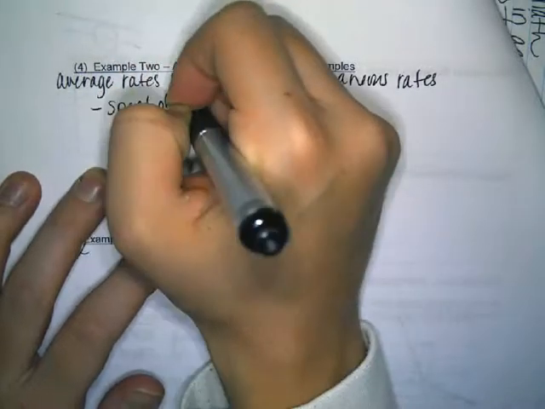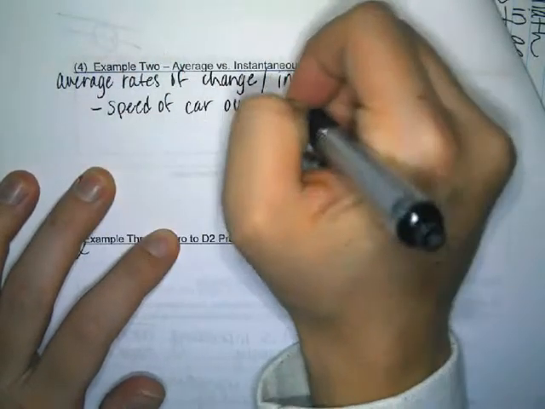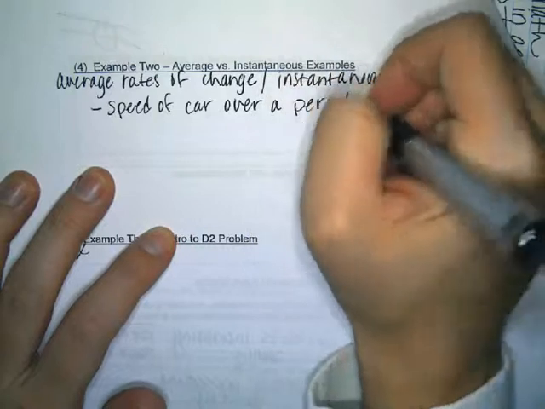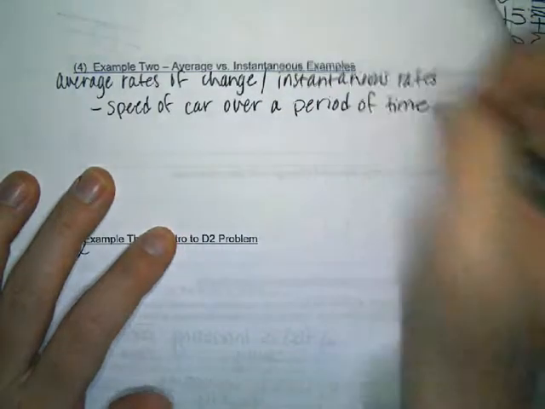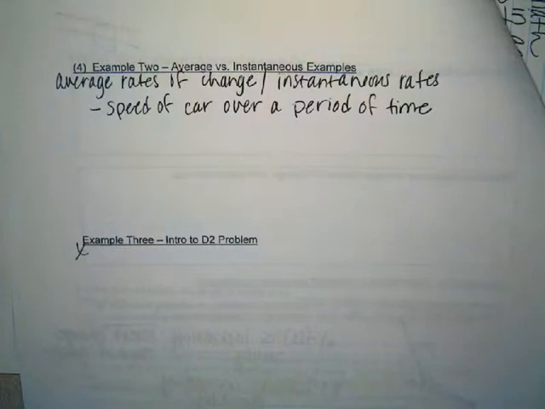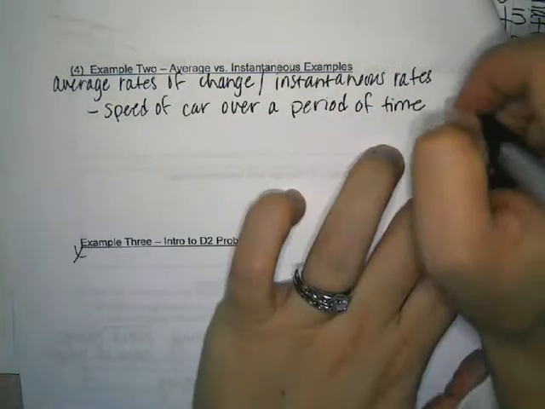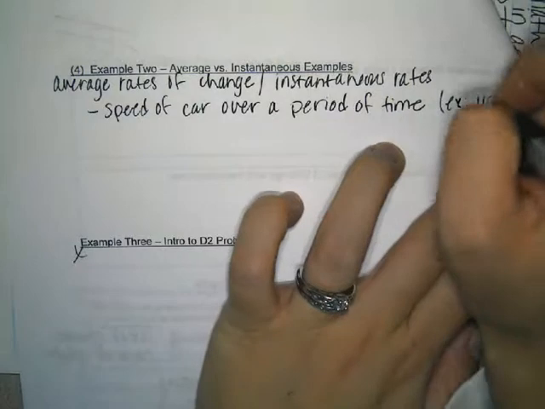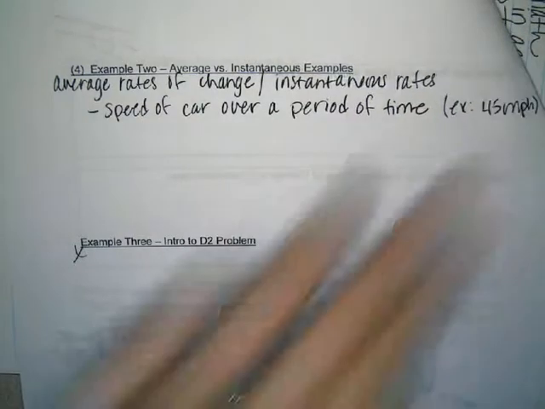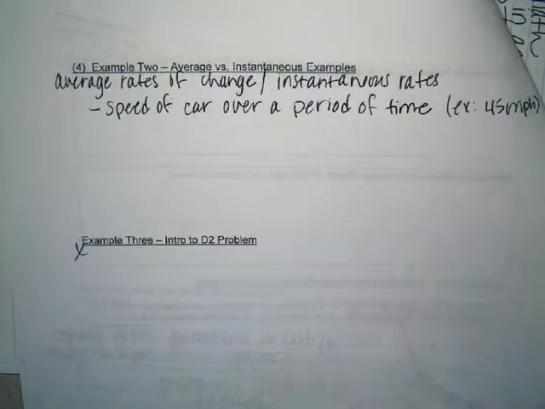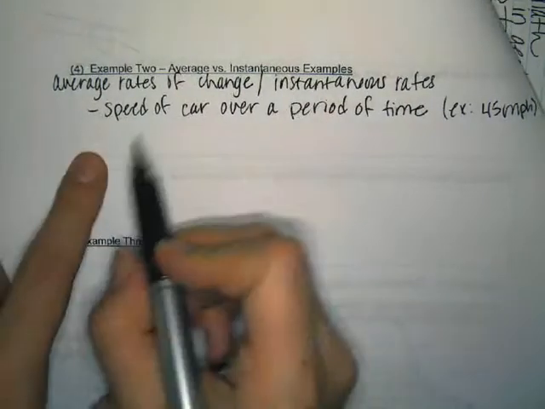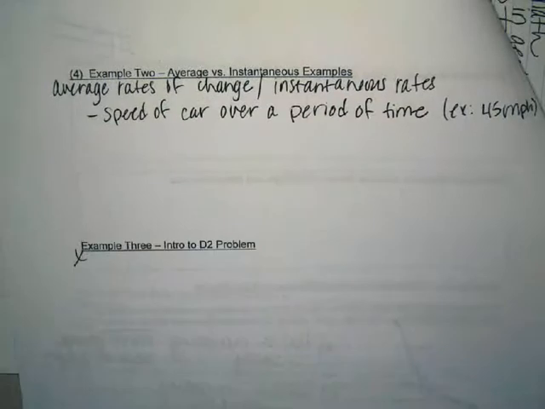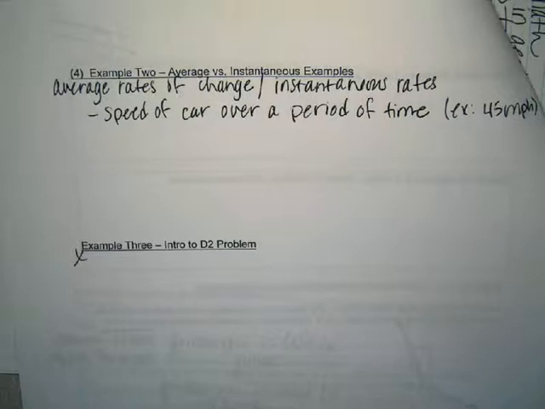Suddenly you're going 0, and then a split second later you're going 80. Not even a split second. It's instantly. So we don't even need a change. We would just say not the speed of a car over a period of time, but the speed of the car at a particular time. Okay? So speed of car at an exact instant of 2 minutes.